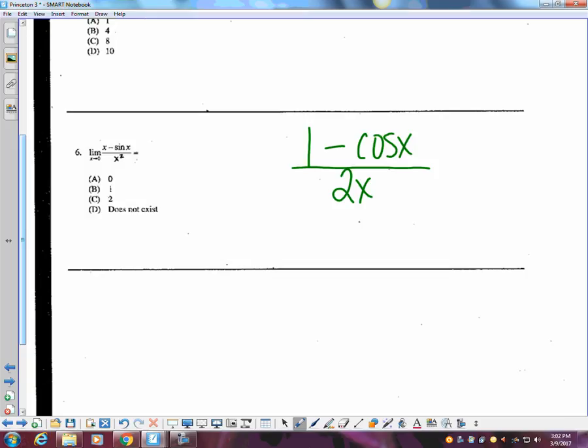Okay, so derivative of the 1, gone. Derivative of negative cosine, positive sine, because derivative of cosine would be a negative sine. So positive sine over 2. Well, can I plug a 0 in here? Okay, so what's sine of 0? 0 over 2. It's a lot of work just to get a 0.